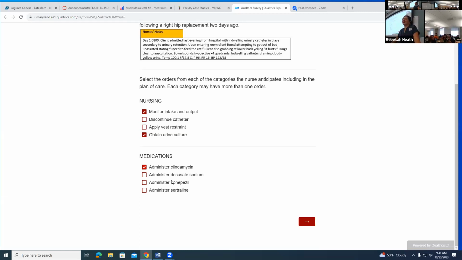Let me look. It's a heart medicine, right? Looking at her blood pressure and heart rate, do we need to correct anything there? No. What about sertraline? Maybe. What is it for?